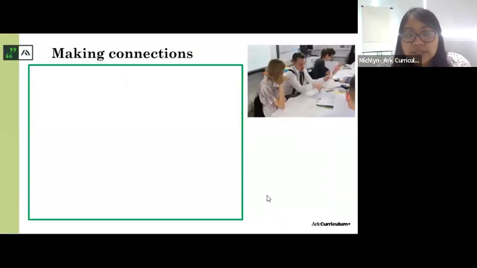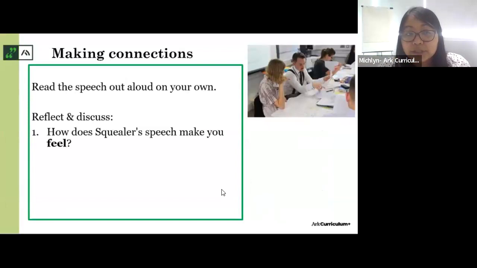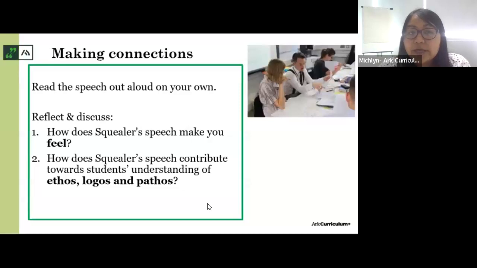And so what we do is we try to draw out the oral skills, building fluency and verbalization of the language. So this is something that we would maybe get them to do, is to perhaps read out a speech on their own. I have seen this in classrooms when I've visited schools. Actually, they get students in pairs and they read it out to each other, and they add that intonation, and then they think about, well, how does Squealer's speech make you feel? But also, how does it link to ethos, logos, and pathos?